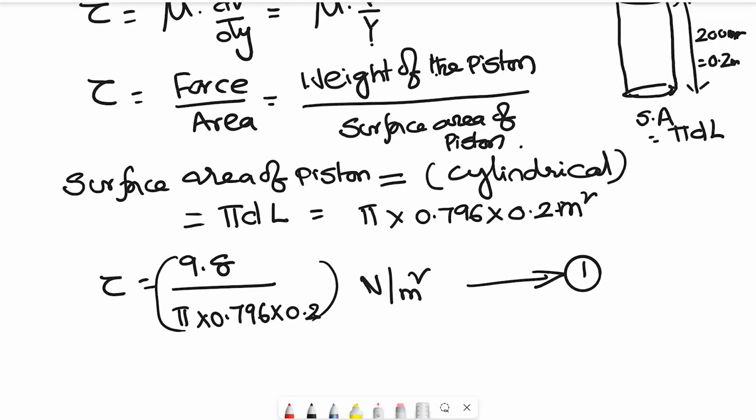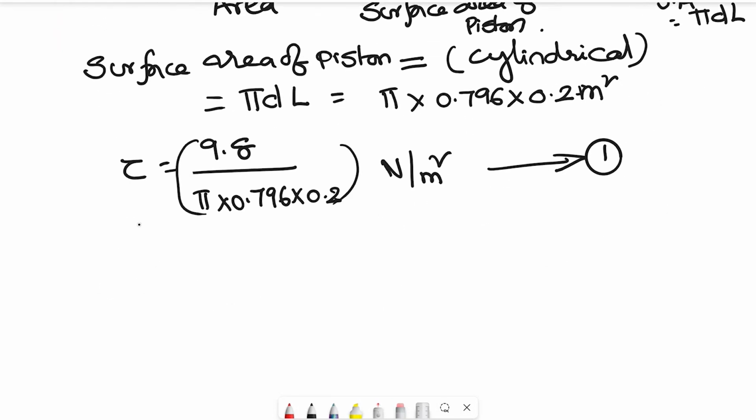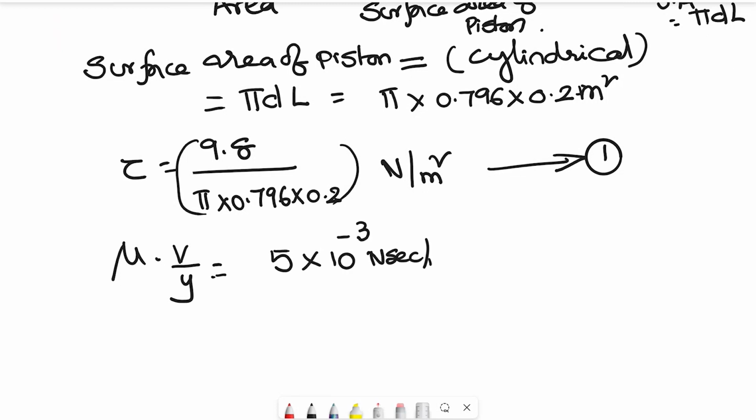What is the other thing we are finding out? Mu into V by Y. What is mu he has given? It is 5 into 10 to the power of minus 3 Newton second per meter square. Already we converted. What is velocity? It is unknown. What is y? Annular distance, that is 2 mm. 2 mm means how to convert into meters? 2 into 10 to the power of minus 3.